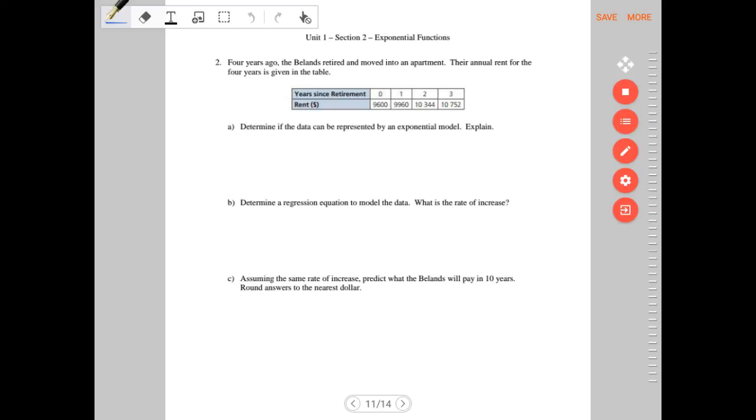Number 2. 4 years ago, the Bellons retired and moved into an apartment. Their annual rent for 4 years is given in the table. Determine if the data can be represented by an exponential model. Explain. Okay, so if it were linear, then as this goes up by a constant amount, this should change by a constant amount as well. So this goes up by 1, this goes up by 360. Okay, this goes up by 1. This one goes up by 384. So we can see that it's not going up by a constant amount, so it's definitely not linear. That goes up by 1, that went up by 408.